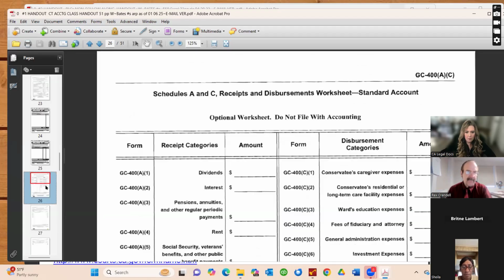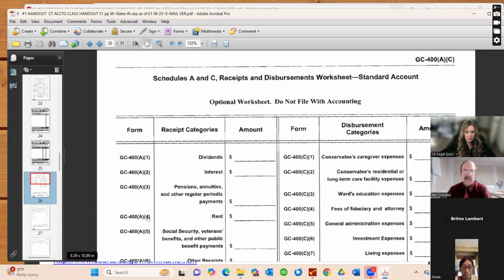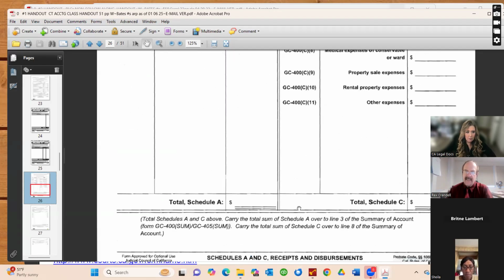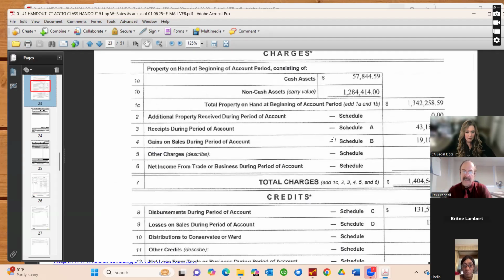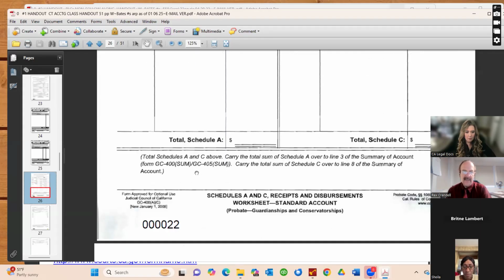Okay, so I'm going to move on to page 22, and this is an optional worksheet if you want to use it. It's a summary sheet that can be used from detailed schedules. Each of these items come from a different schedule, and you can summarize them here if you want to. It gives you a nice audit trail, and that is before you bring it to the GC-400 sum, which is back on page 21. So it was from the A and B lines from the GC-400 sum. It's optional. The form says don't turn it in with your accounting.